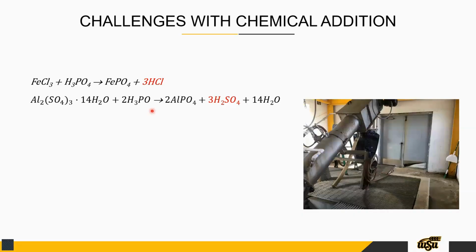And then there's just logistics. So here's a headworks.